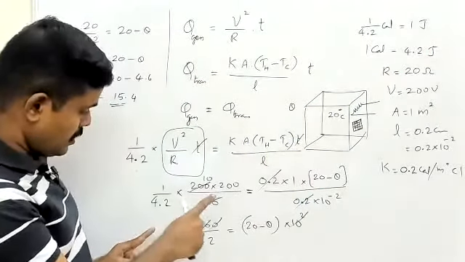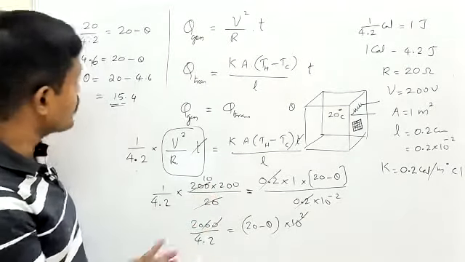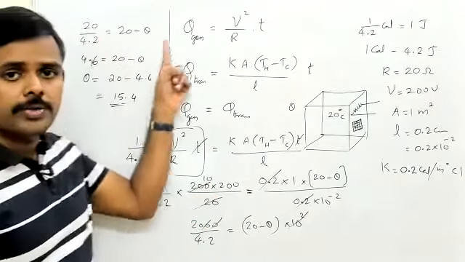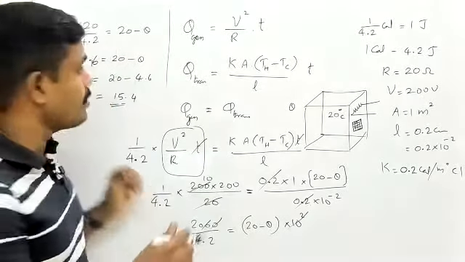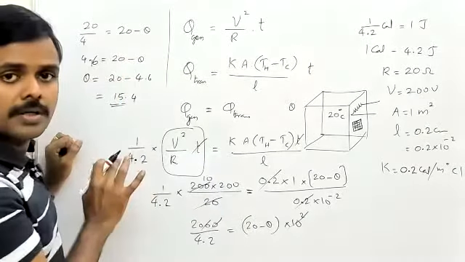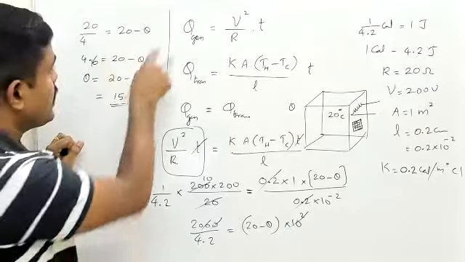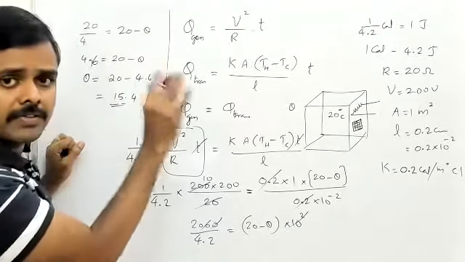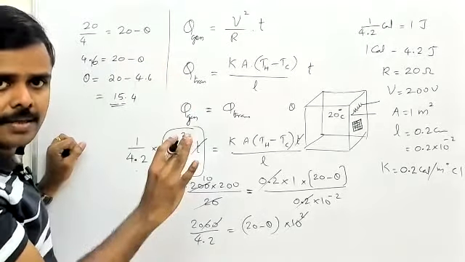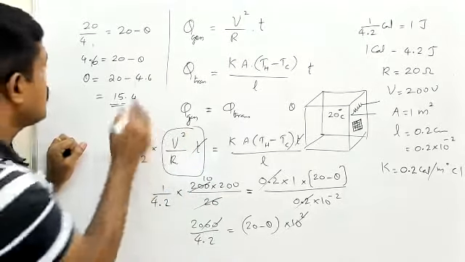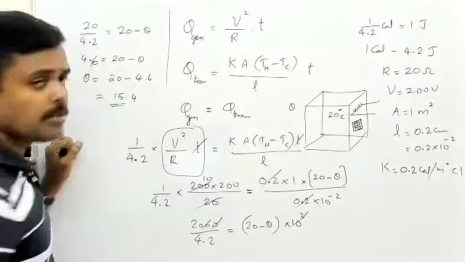So you have to multiply by 1 by 4.2. And then simplifying, you get something like this: 20 by 4.2 is equal to 20 minus theta. Usually in entrance examinations, you approximate and take it as 4. 20 by 4 is 5. Taking it this way, 20 minus 5 is 15. You will see option B is there, but that is wrong. That's a trap actually. Here you can't approximate, it is 4.2 itself.